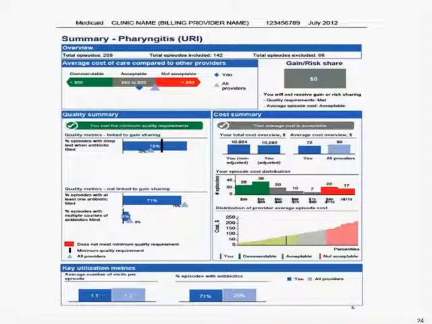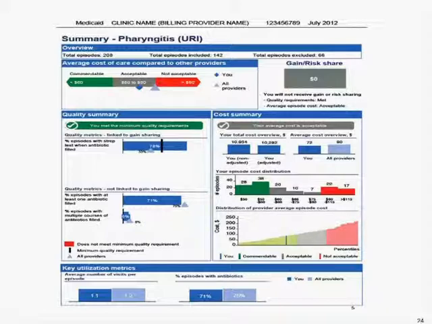The cost summary section. The first thing you will notice in this section is the check mark in gray indicating your costs are acceptable. The first bar graph shows total cost for all included episodes compared to total cost for all included episodes after risk adjustments have been made. The second bar graph shows your average episode cost compared to all other providers. Again, your costs are shown in the dark blue and all other providers in the lighter blue.